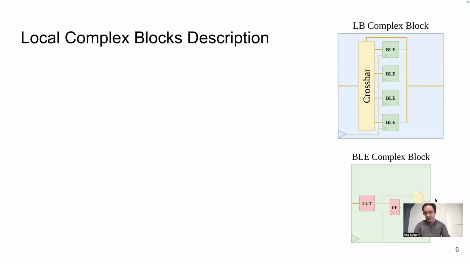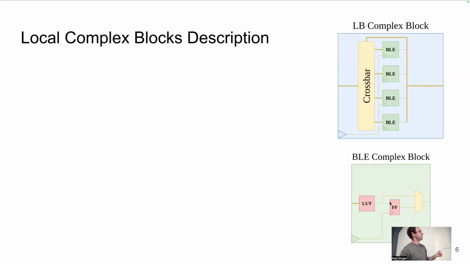And inside of a single basic logic element is a LUT, whatever size it is, feeding into a flip-flop with a multiplexer for interconnect. This is just an example, but it could really be, let's imagine if it was 8 BLEs, or maybe it has a special adder chain inside of there. But the idea here is we want to keep it as general as possible.